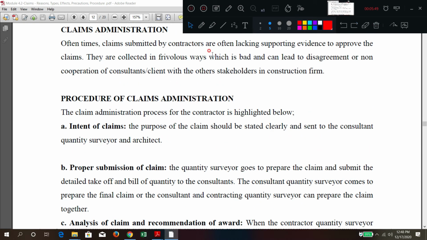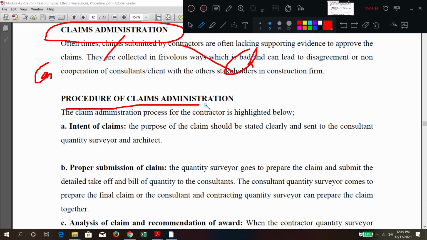Now, everything is there. How to administer the claims means what is the procedure? In general, how to start with the claim process. Something has happened, so you are having a problem or you have suffered damage. So how to get the remedy? That is called administration. The contractor has to administer his claims, and the client has to do his administration for his claims. So, the procedure of the claim.